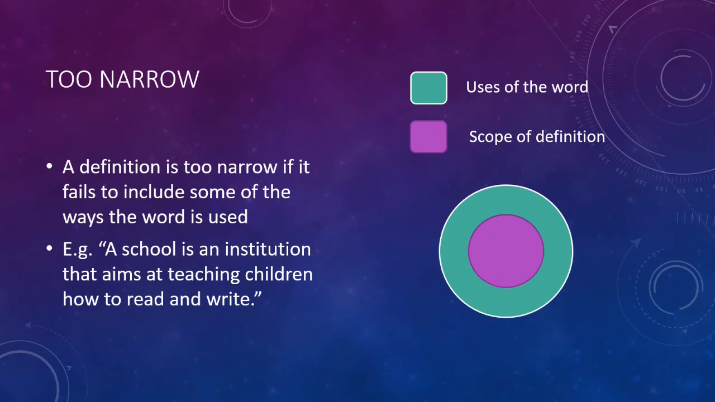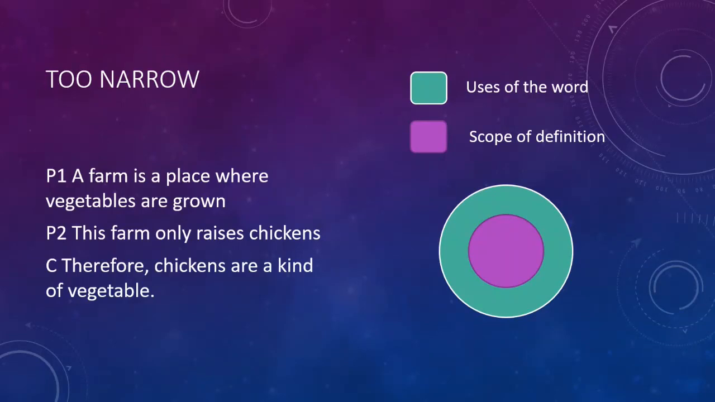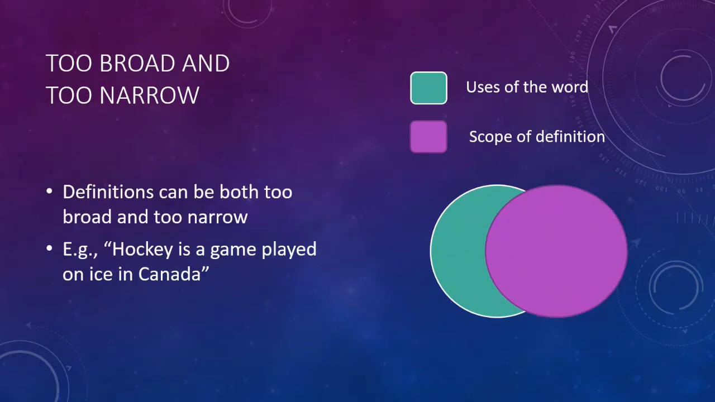I take it that those are types of school. So this definition captures some of the things we mean by school, but there's a whole bunch that the circle's been drawn too narrowly, right? It's too small of a circle. It's leaving out a bunch of stuff that should count as schools. And, okay, so yeah, I don't know how helpful these are. A farm is a place where vegetables are grown. This farm only raises chickens, therefore chickens are kind of vegetable. Okay, that's terrible.